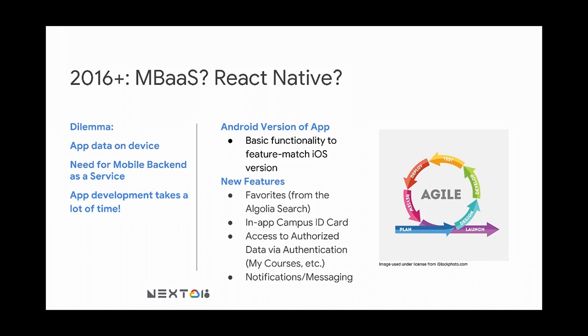But if we had an in-app card, then people didn't need the other application. Eventually, we want to have access to authorized data via authentication. Like people wanted to see their course schedule on the phone. We still had a lot of commuters or people that lived off campus, and a lot of times if they wanted to go to our student information system, they have to go through a lot of different steps to get to their schedule, and it was a format they couldn't read on the phone.